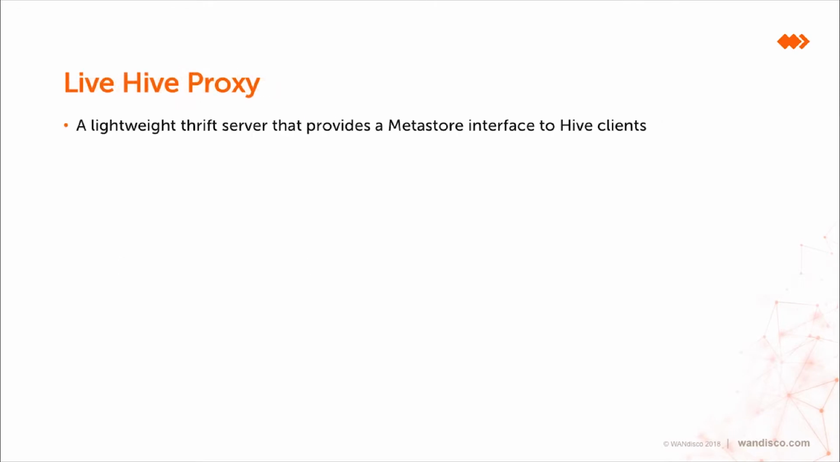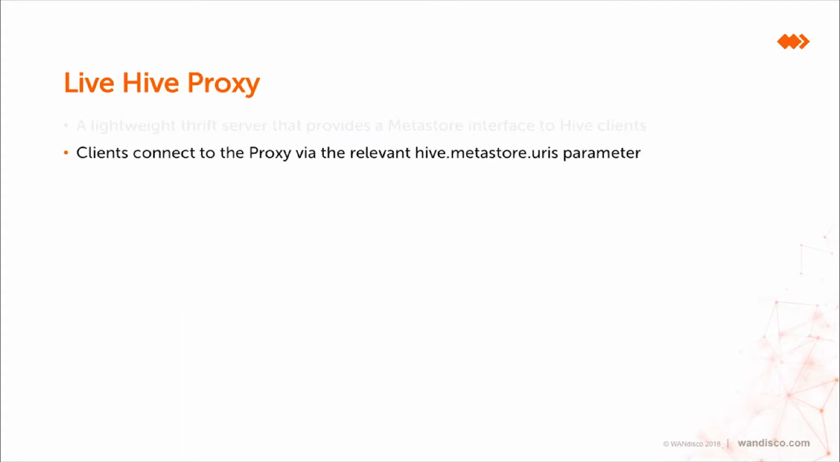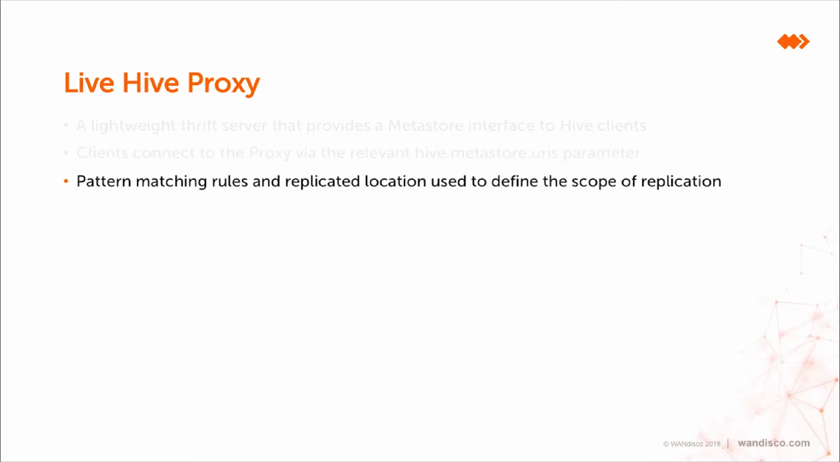The Live Hive proxy is WANdisco Fusion's ability to proxy Hive requests and replicate them across clusters. It's a lightweight thrift server that provides a Metastore interface to the clients. The clients connect to the proxy via the relevant hive.metastore.uris property in the advanced Hive configs, and that's where WANdisco Fusion, upon installation, configures that URI to point to the proxy.